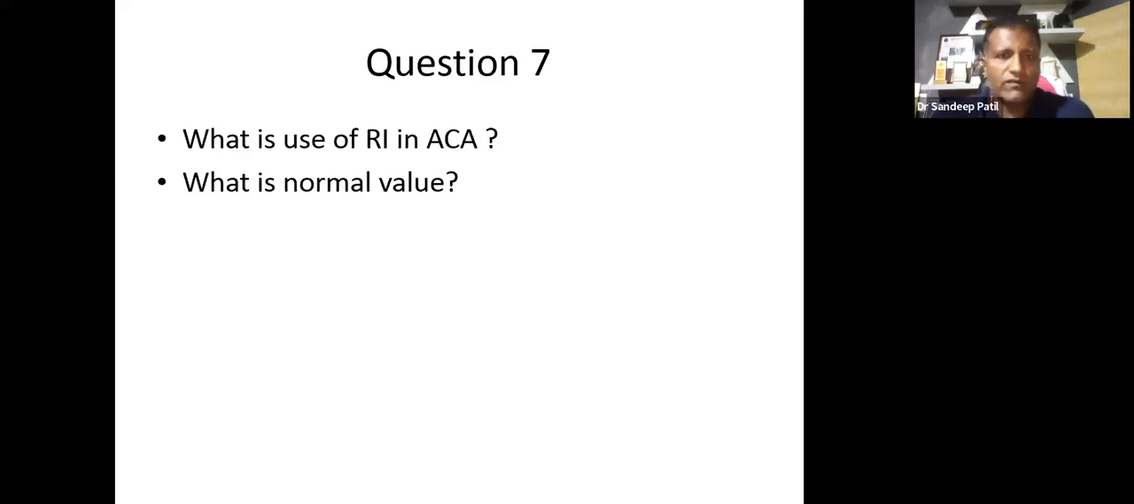Now we'll go into focus. So what is the use of resistive index in anterior cerebral artery, and what is the normal value for that? So what is RI in anterior cerebral artery when you are doing neurosonography of a neonate, and what is the normal value of that? So one has written in hydrocephalus it is used. One has written it is used in IVH. The normal value is 0.7 to 0.9. 0.7 has been written.